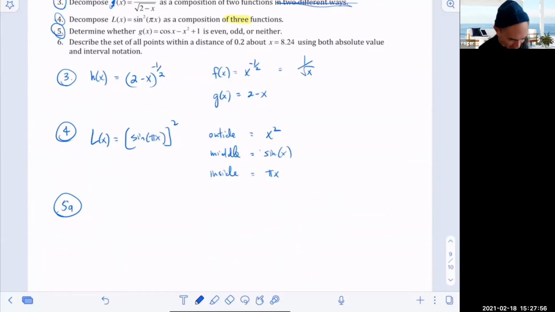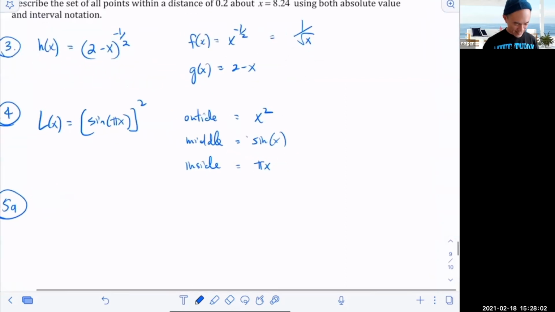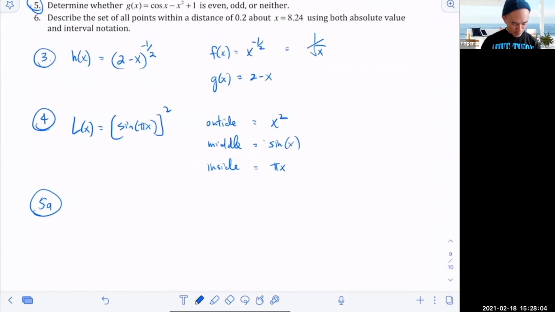Okay, maybe this is a great one to do. No, this is good. So let's take g of negative x. And then what are we going to get? We're going to get cosine of negative x minus negative x squared plus 1, right?